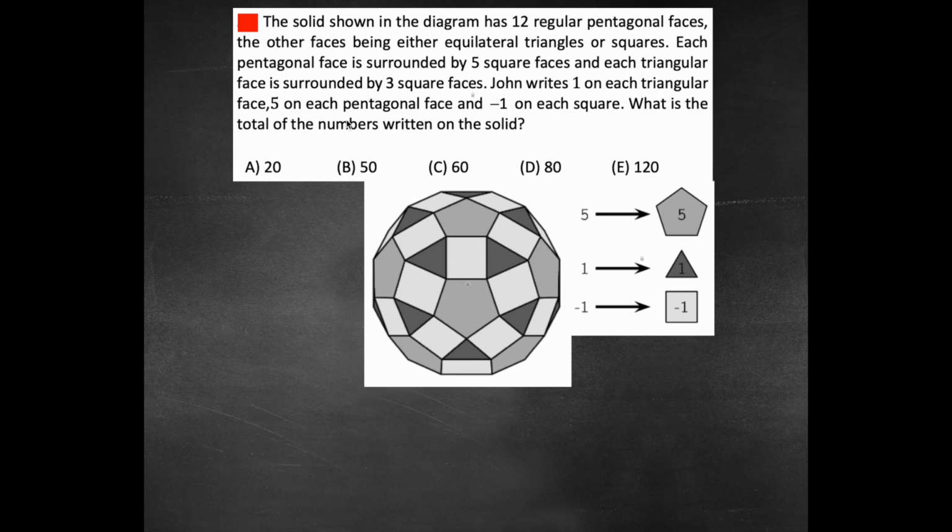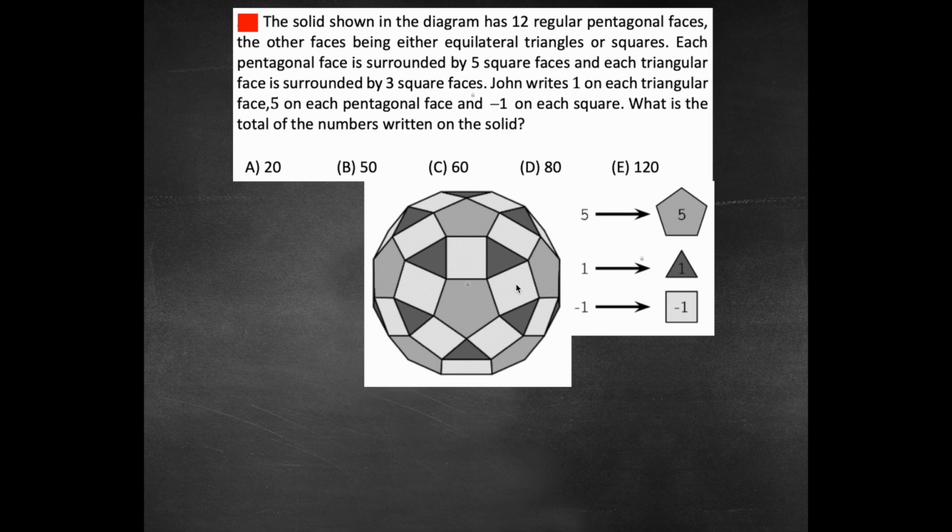All right, so we're given a solid shape as you can see in the diagram, and it has 12 regular pentagonal faces, the other faces being either equilateral triangles or squares. Each pentagonal face is surrounded by 5 square faces, and each triangular face is surrounded by 3 square faces. John writes 1 on each triangular face, 5 on each pentagonal face, and -1 on each square, as you can see right here. So the question is very clear. What is the total of the numbers written on this solid shape?